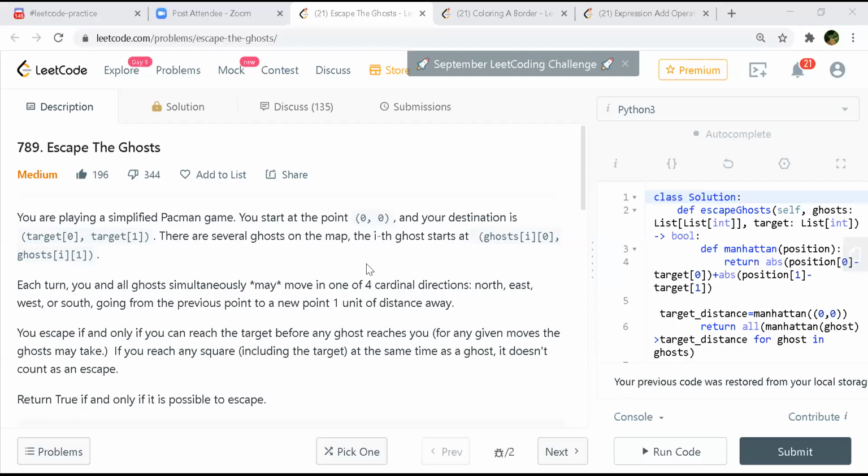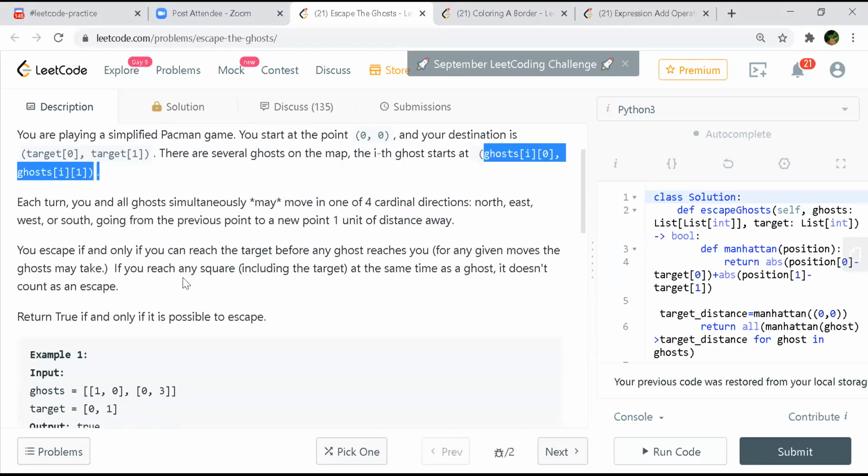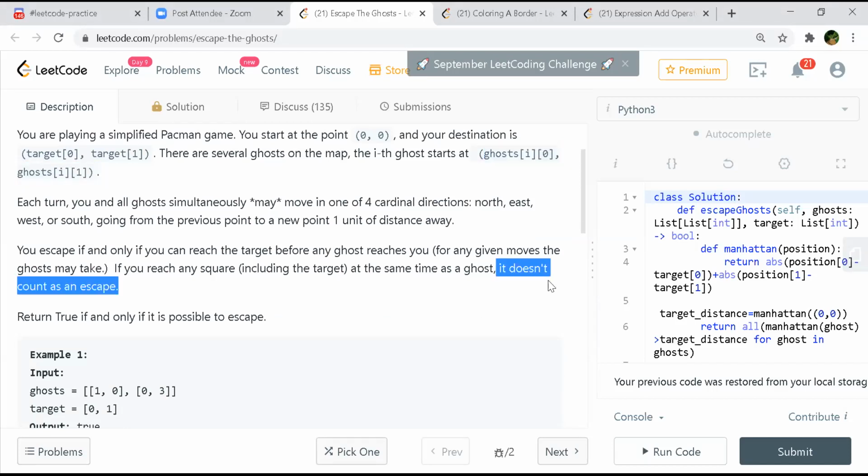Next is escape the ghost. It is a Pac-Man game. We are starting at the origin and our destination is the target. There will be several ghosts on the map, and the ith ghost starts from its coordinate. In every turn, you and the ghost simultaneously may move in any of the 4 cardinal directions, one distance away. You escape if and only if you can reach the target before any ghost reaches you. If you reach any square, including the target, at the same time as a ghost, it is not counted as an escape. We have to return whether you can escape.